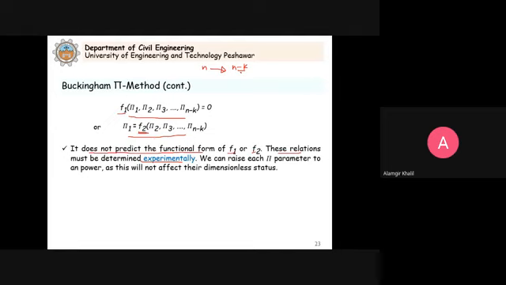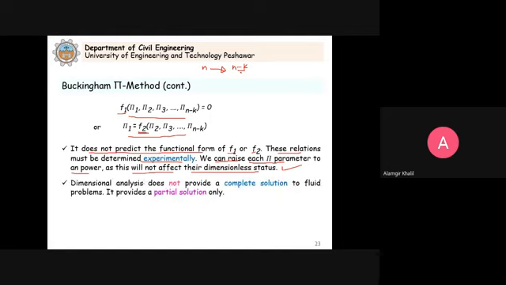So we can raise each pi parameter to any power as required, and this will not affect their dimensionless status. You must understand these concepts very well, then you can successfully apply these methods and get the results.